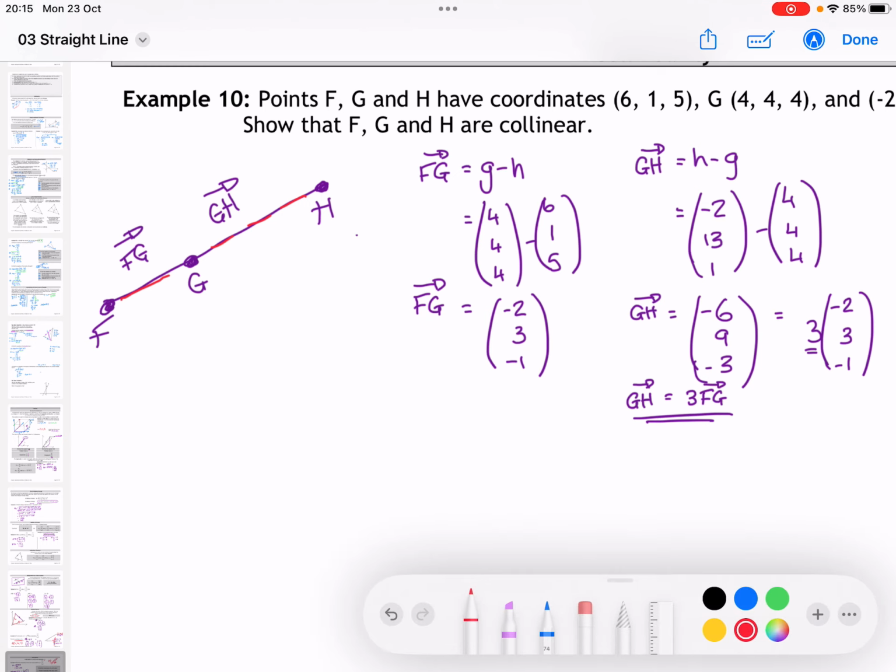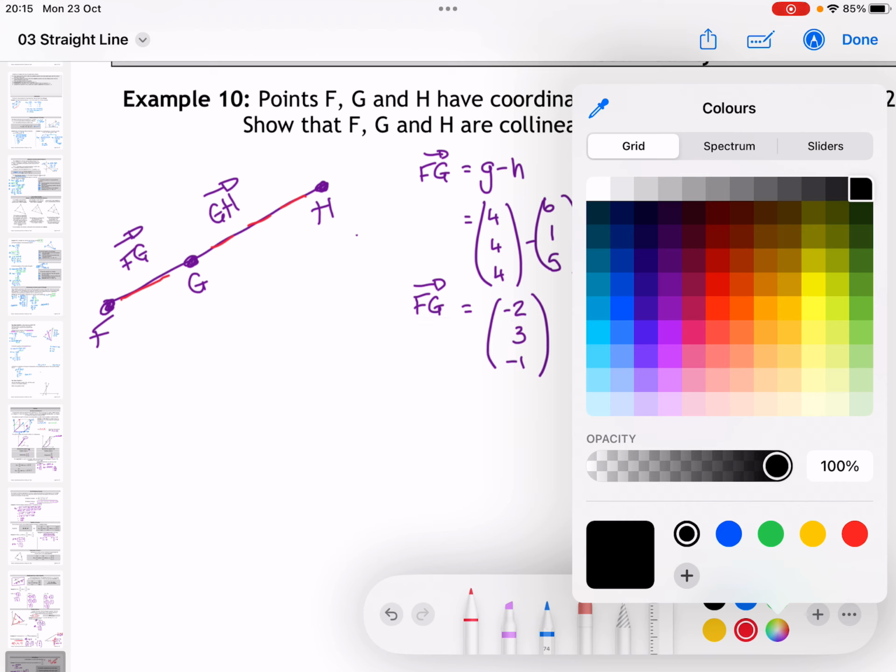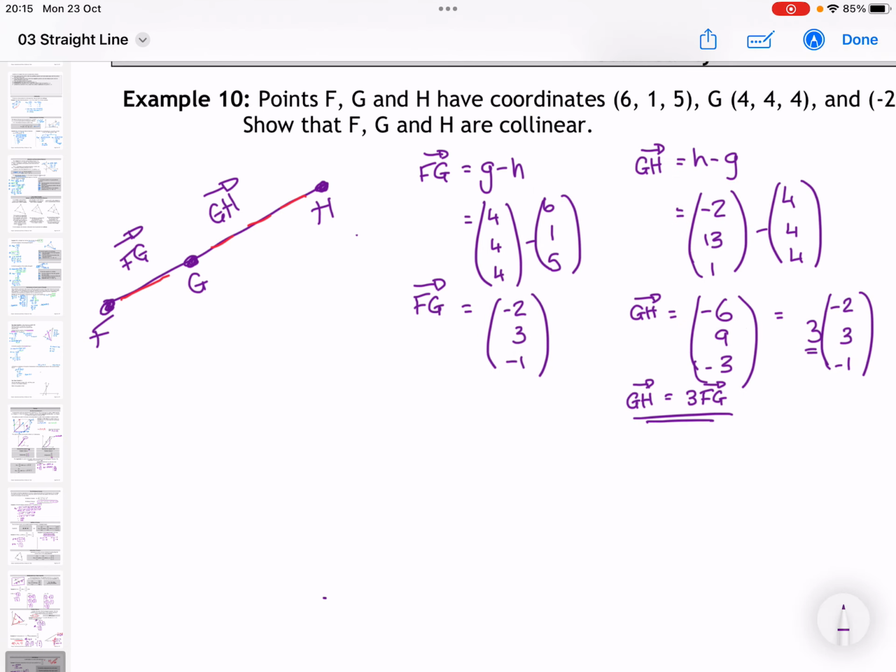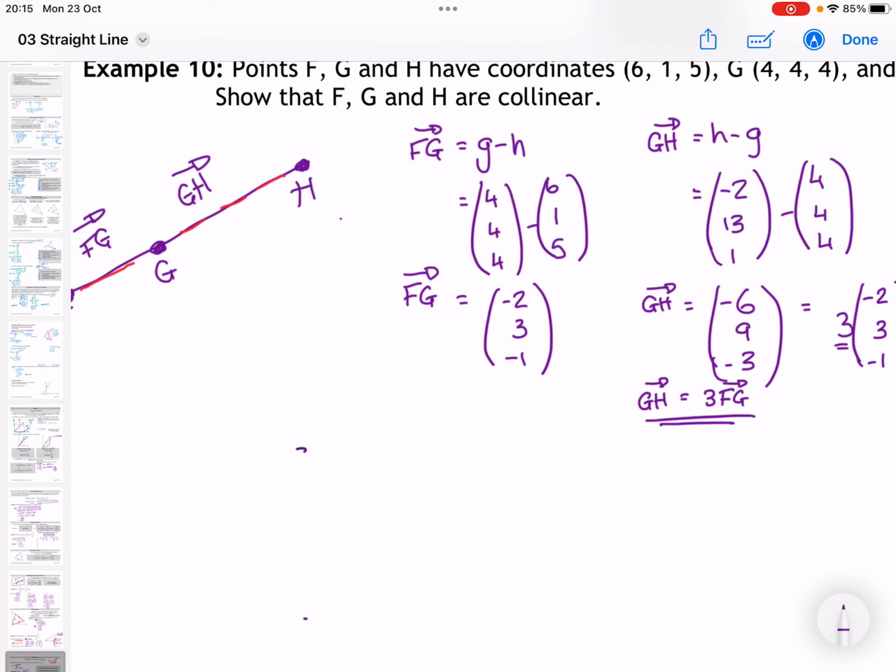However, that is not the final bit to our collinearity. We need a wee statement. We need to explain our answer. So we say since, and we use that bit that we just worked out. Since 3FG, because I did that first, is equal to GH. Now, what does that tell me? That tells me that they are parallel.